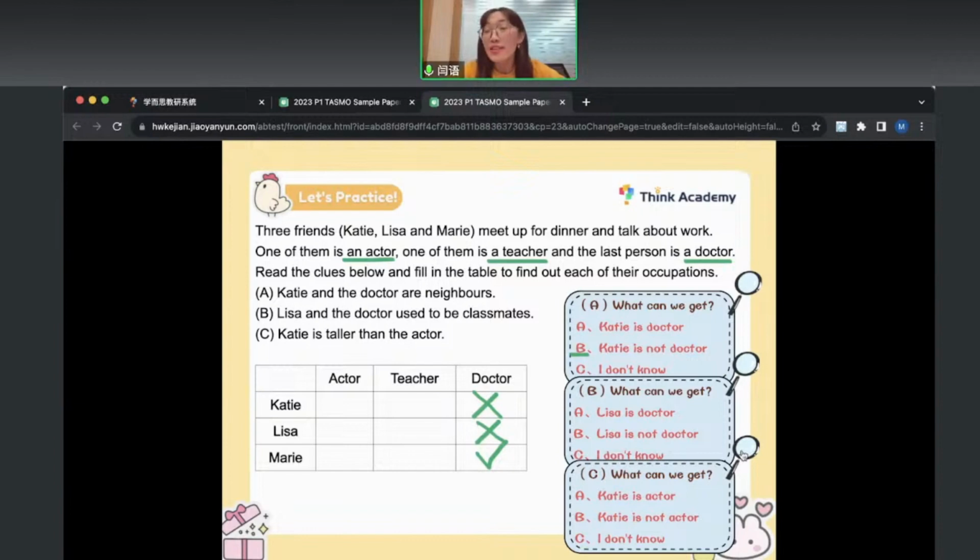Okay, what about the third one? Katie is taller than the actor. Yes, good job. Now everyone, you already got it, right? So Katie is taller than the actor. One cannot compare with himself. So we can get Katie is not an actor as well. So now could you please tell me what is the occupation of Katie? What is the occupation of Katie? Can you find it?